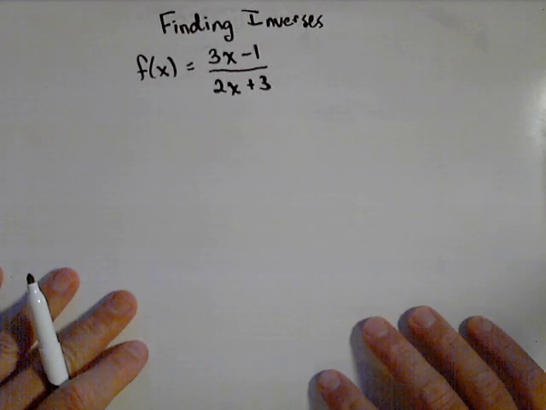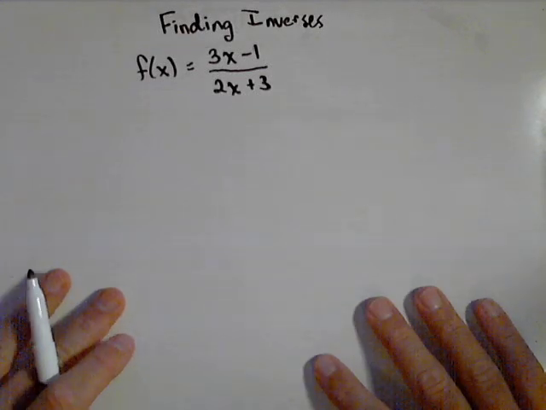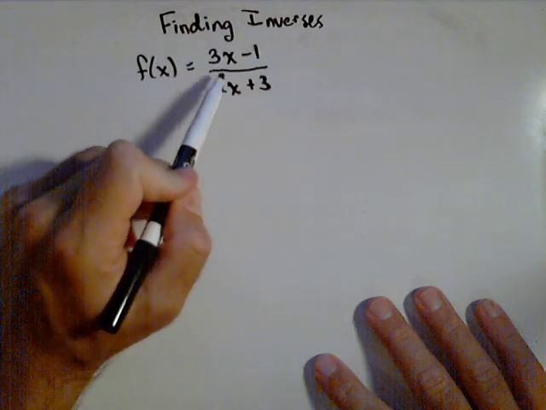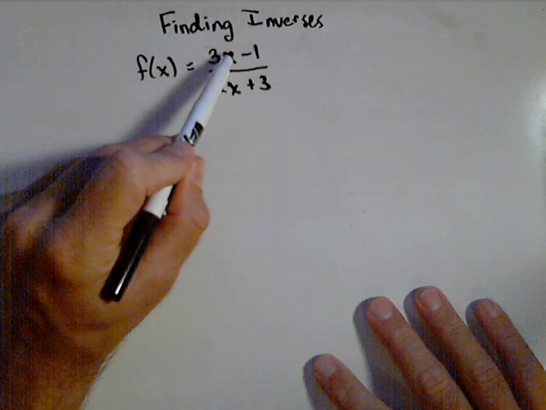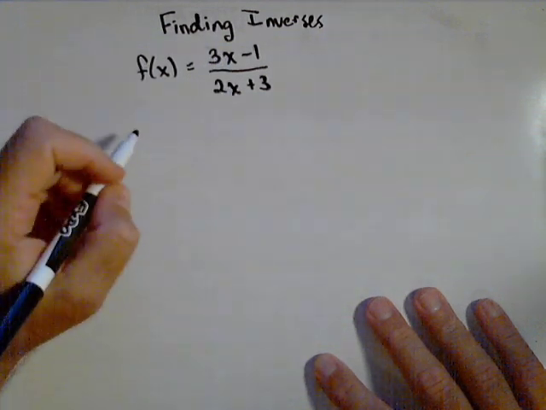In this video, we're going to look at finding the inverse of a rational function. So if we have something in the numerator over something in the denominator, especially if we have an x in the denominator, even if it's just a constant up top, the technique wouldn't be much different.